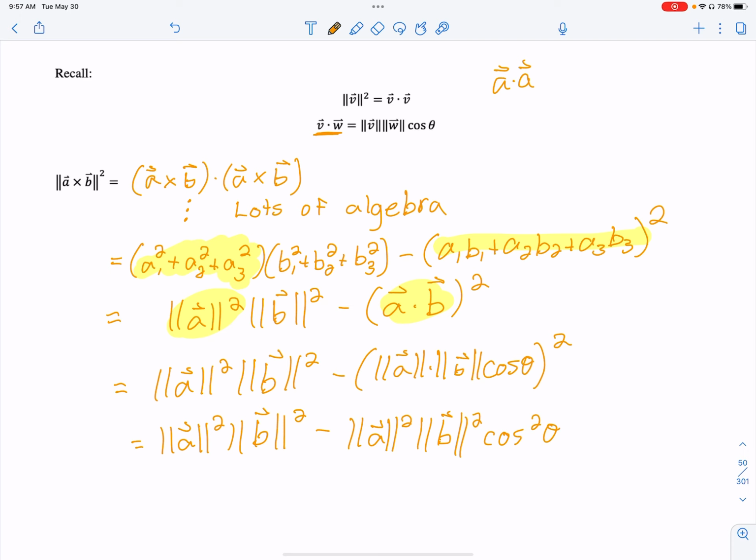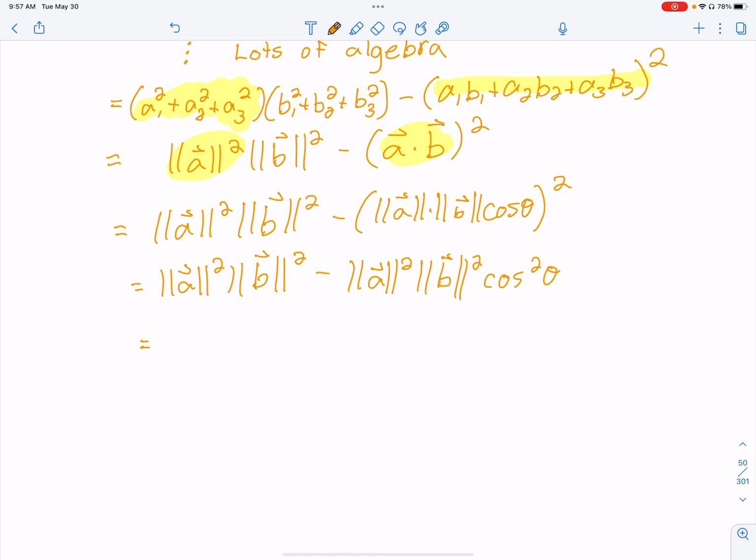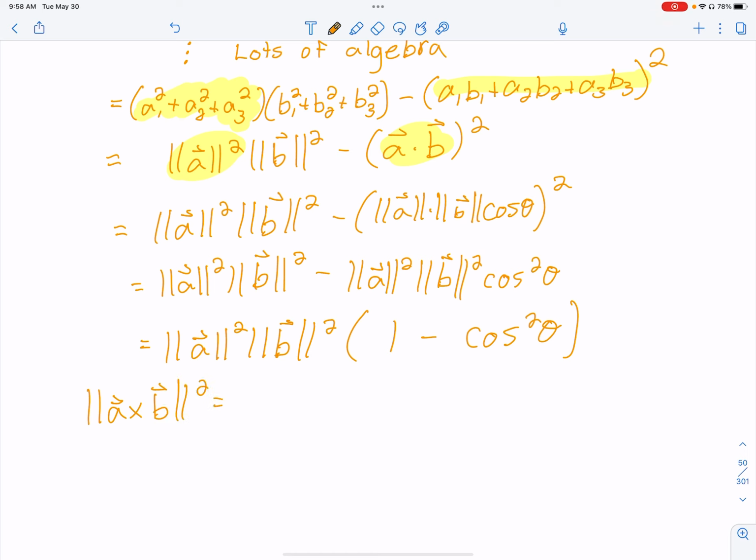Cosine squared theta. Notice that they both have the magnitudes in common, so I'm going to factor them out. So it's 1 minus cosine squared. Hopefully there is a bell ringing, right? Because that 1 minus cosine squared is a sine squared. So I'm going to rewrite my whole problem because I'm where I need to be. A cross B squared is equal to A magnitude squared, B magnitude squared, times sine squared theta. Notice everything is squared.